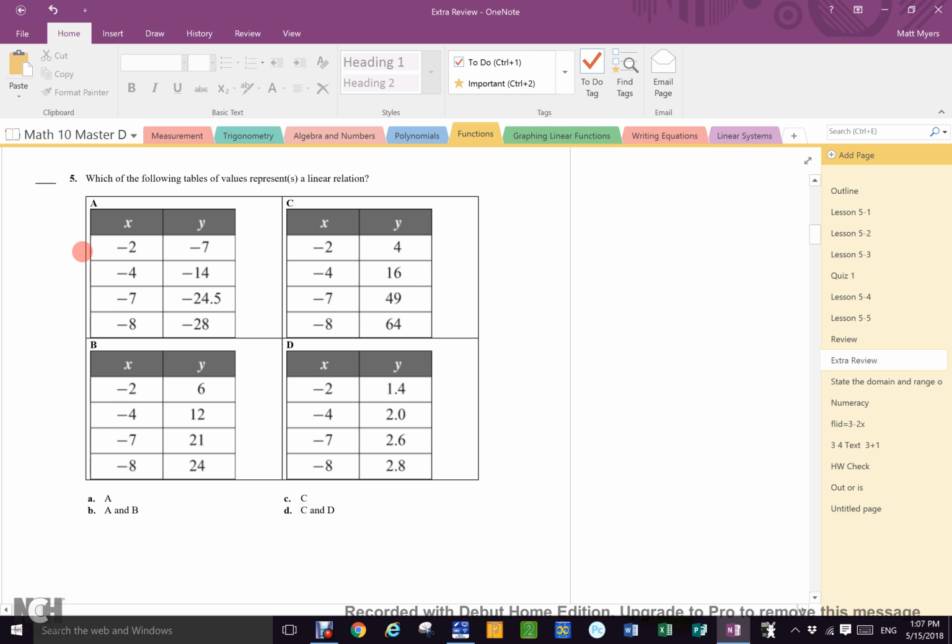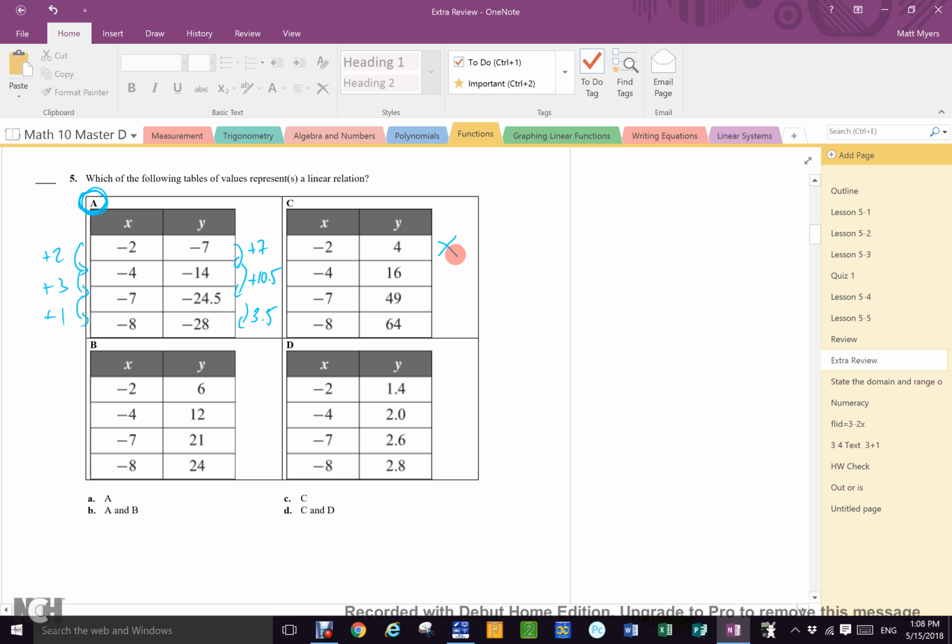What's linear? +2, +3, +7, +10.5, +1, +3.5. So, if I went up by 2 and I went up by 7, if I went up by 1 here, I would have gone up by half of 7, which would have been 3.5. Here I went up by 1. Here I went up by 3.5. Here I went up by 3. Here I went up by 10.5, which would be 3.5 times 3. So A is a linear equation.